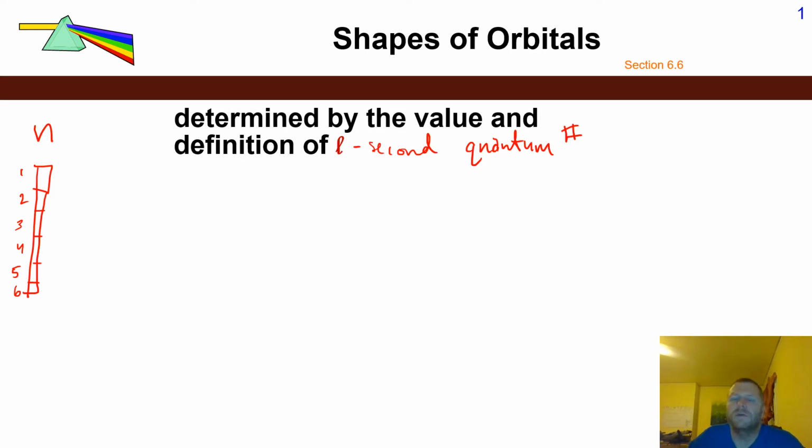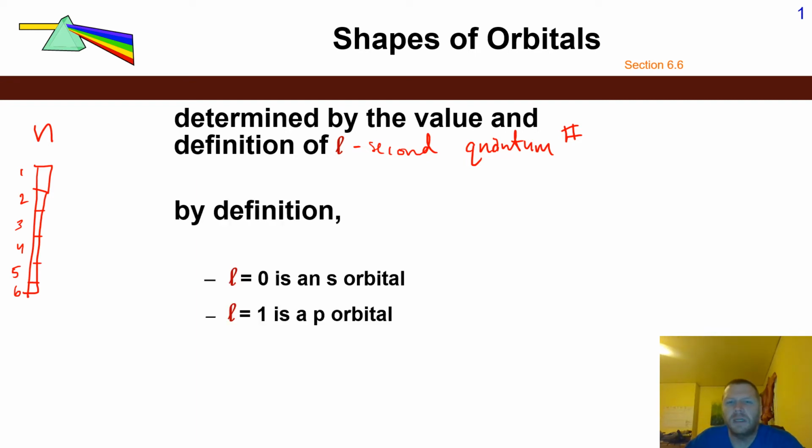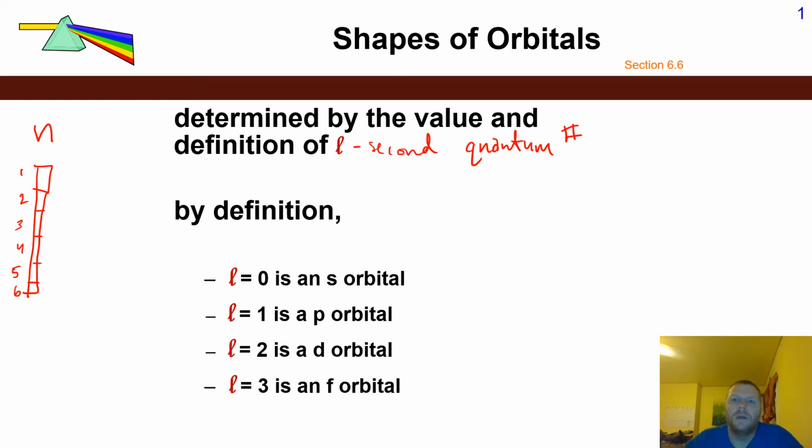Your L value, your second quantum number, is going to help you determine the shape of an orbital. So by definition, we have a total of 3 most commonly used orbitals. If L equals 0, you're talking about an s orbital. If L equals 1, a p orbital. If L equals 2, a d orbital. The one that's a little bit more complicated is if L equals 3, that is an f orbital.